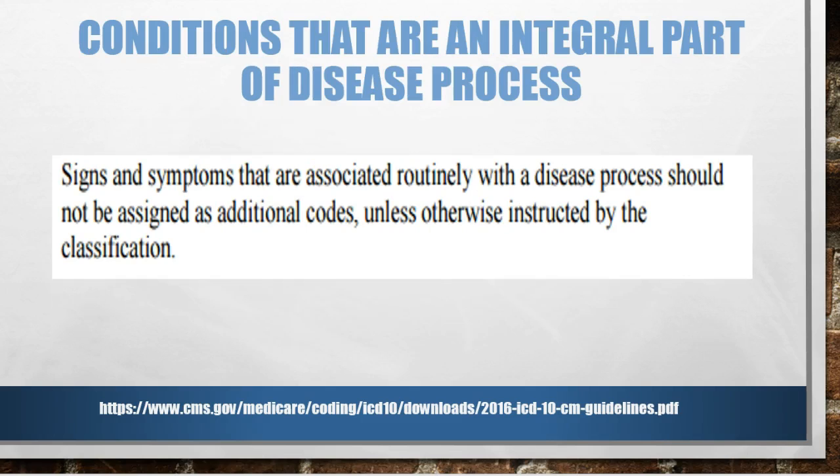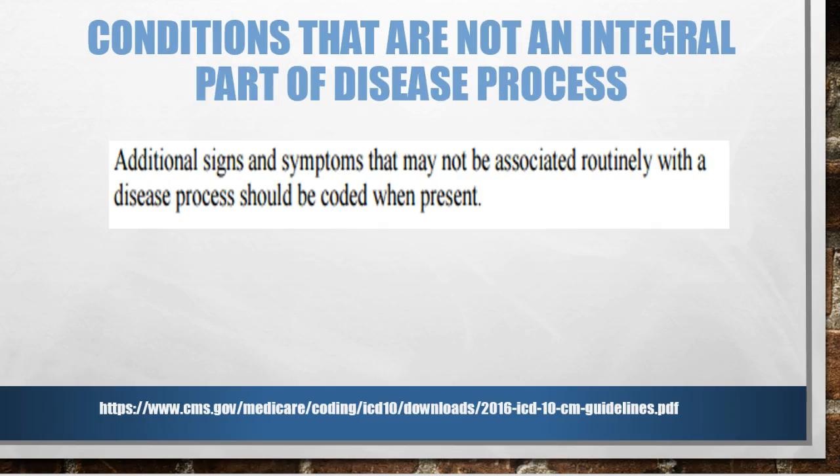Conditions that are an integral part of a disease process. Signs and symptoms that are associated routinely with a disease process should not be assigned as additional codes unless otherwise instructed by the classification. Conditions that are not an integral part of a disease process. Additional signs and symptoms that may not be associated routinely with a disease process should be coded when present.